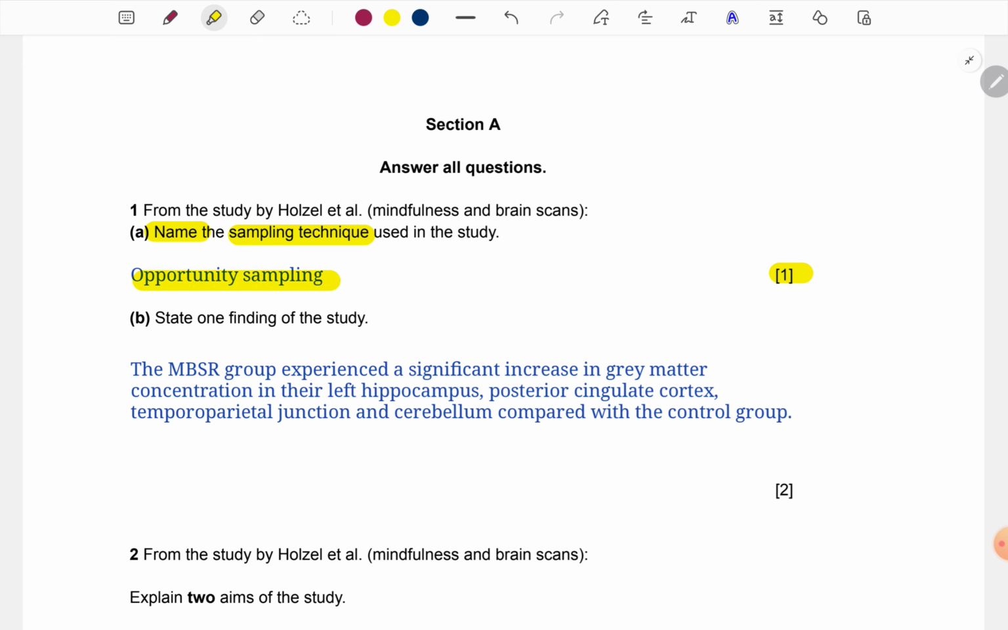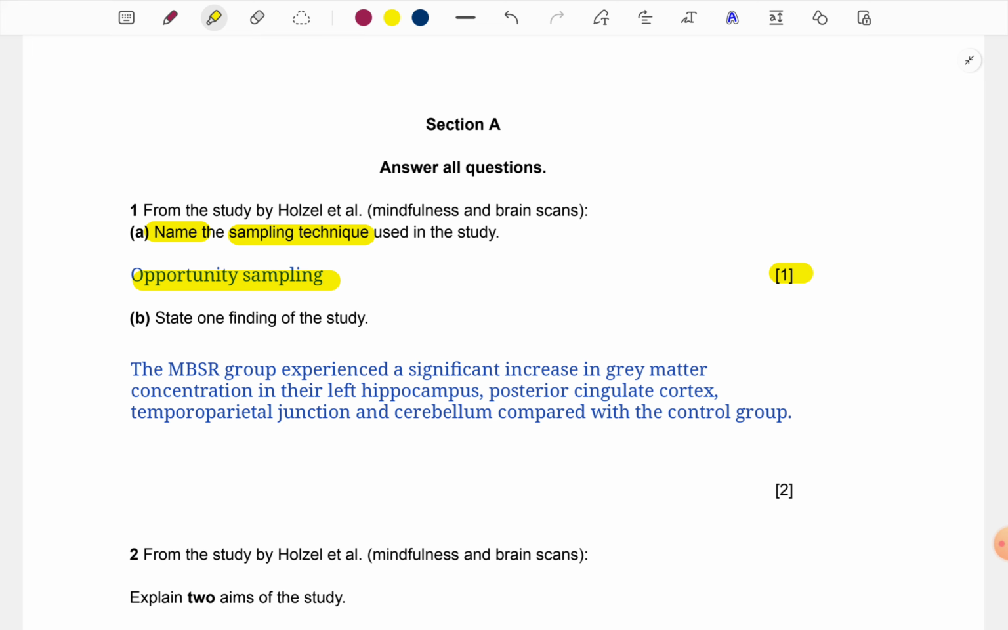For your knowledge, opportunity sampling is what we say because they took participants who were already enrolled into the MBSR program. So when researchers select a sample that's easily available, like they wanted to see the effects of MBSR and these are the very people who are enrolled into it, it is most convenient for the researchers. That is why we say it is opportunity.